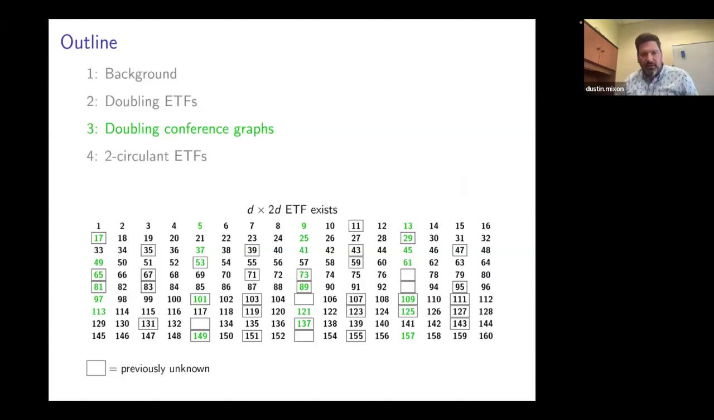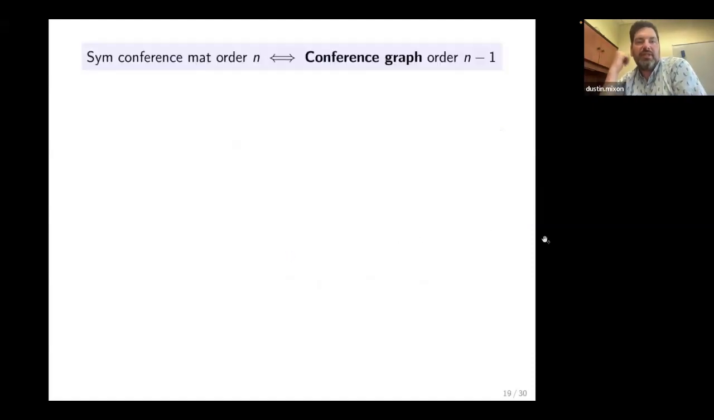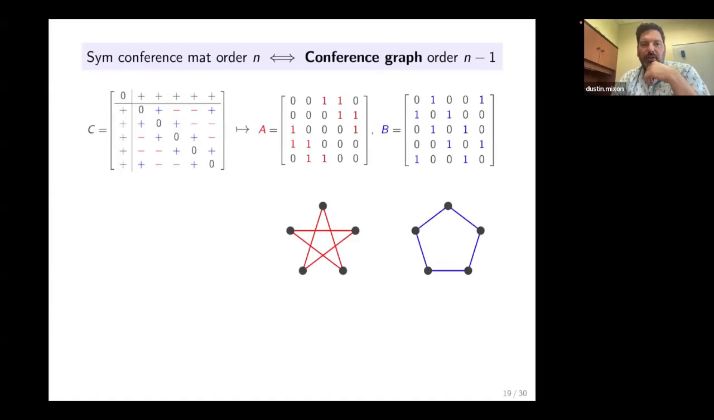We're going to be doubling things called conference graphs, and that's going to fill in some more holes. It's not going to fill in all of the holes in these columns that we know of anyways, but it'll get us closer. So let's get into it. So this is going to be a doubling theory for the other type of conference matrix, namely the symmetric conference matrices. So if you have a symmetric conference matrix of order n, this is corresponding to a conference graph of order n minus 1. And what you're doing is you're just ripping out the core of that matrix.